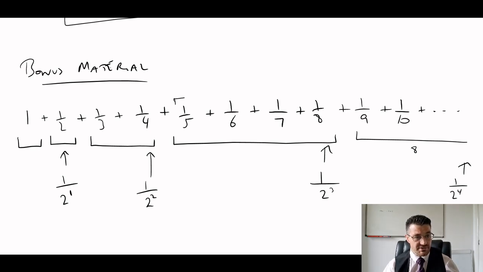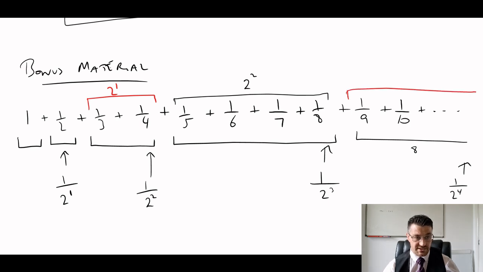How many terms are in each group? Here we've got 4 terms, or 2 squared. Here we've got 2 terms, or 2 to the power of 1. Here we've got 8 terms, sorry, 2 cubed.